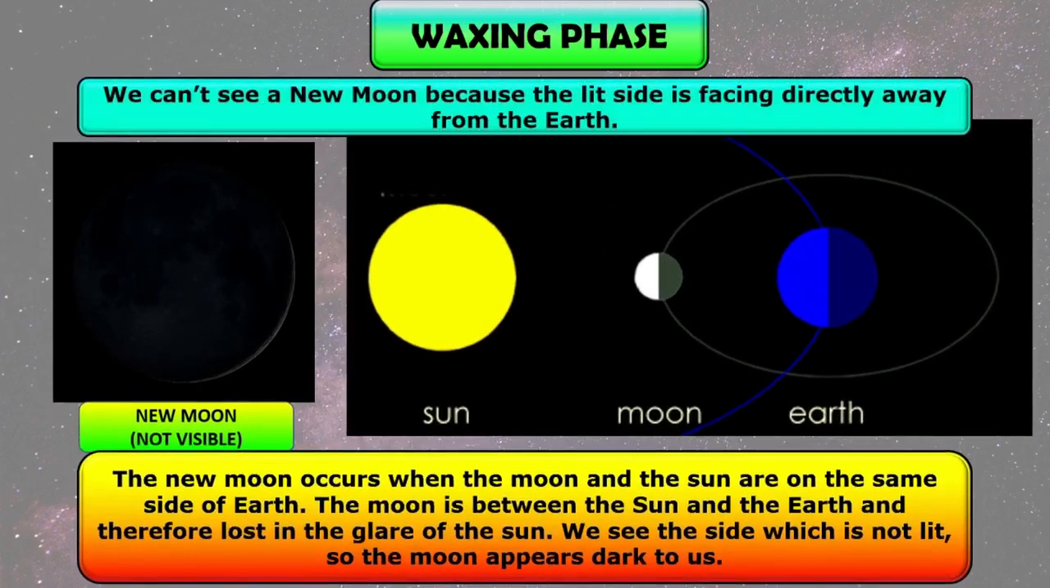New moon is the only time in the lunar cycle when the solar eclipse can happen, because it is the only time when the moon is between the sun and the earth.